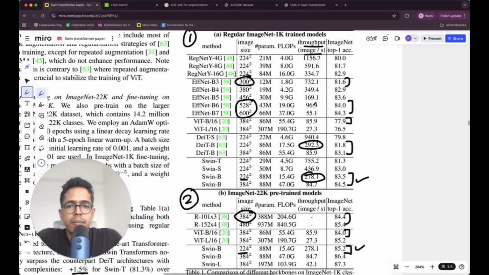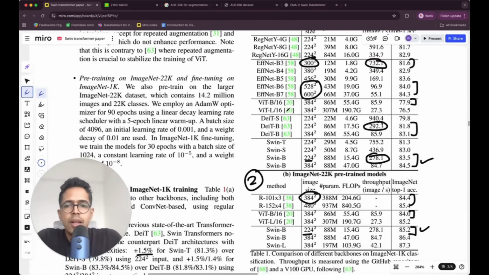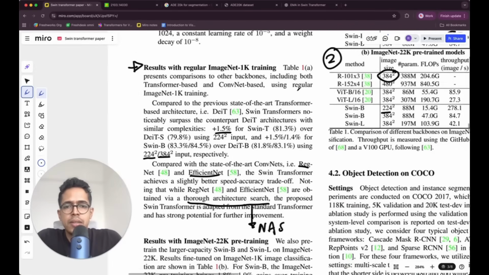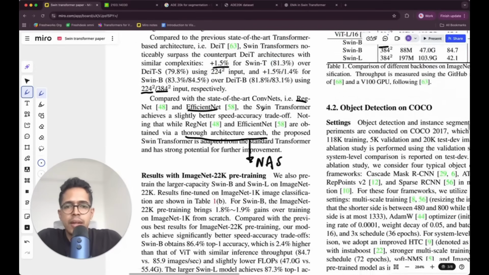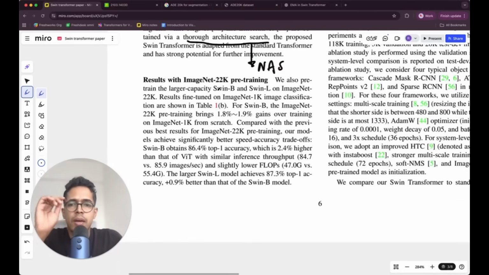And EfficientNet B6, B7, or rather here, this one. Okay, this one has very good throughput, but it has low accuracy. Let's read this section, then we'll understand better. Results with ImageNet 22K pre-training. We also pre-trained the larger capacity Swin B and Swin L on ImageNet 22K.